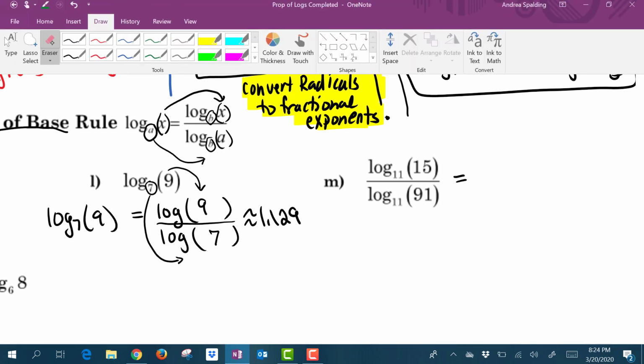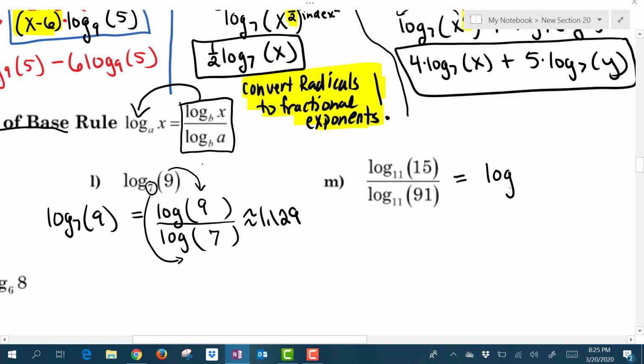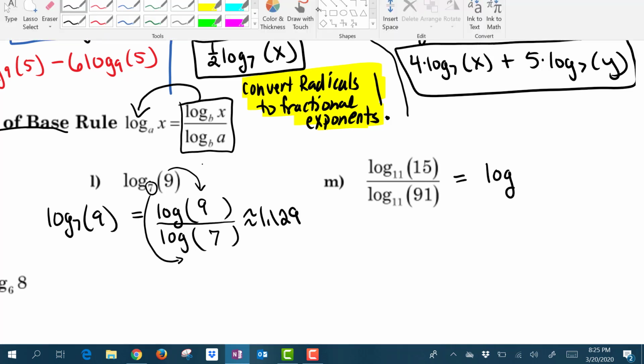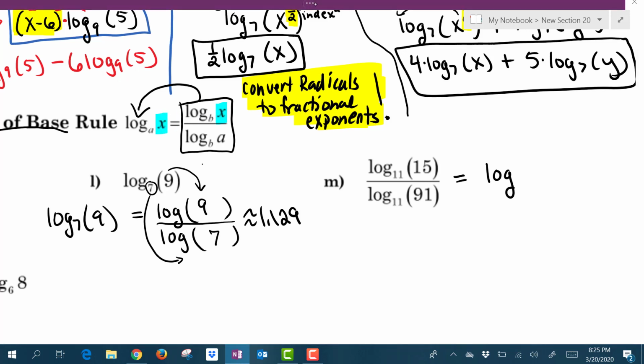Just to be clear here, I am going to go back to our rule. What we have in example M is we basically have the right side, and we are looking to move to the left side. So we have 2 logs of the same base, and I want to smush this back into a single log on the left-hand side. So it's going to be log. Now we want to keep in mind something here when we go backwards. This x, the input of the top log, becomes the input of that single log.